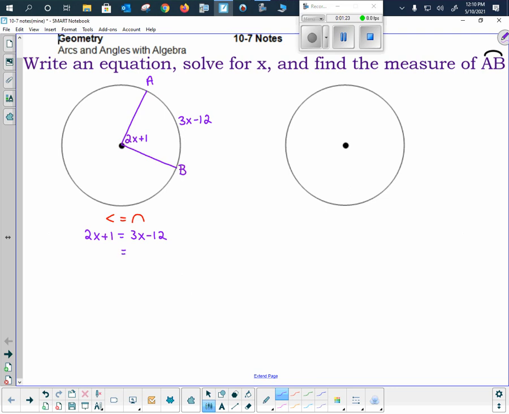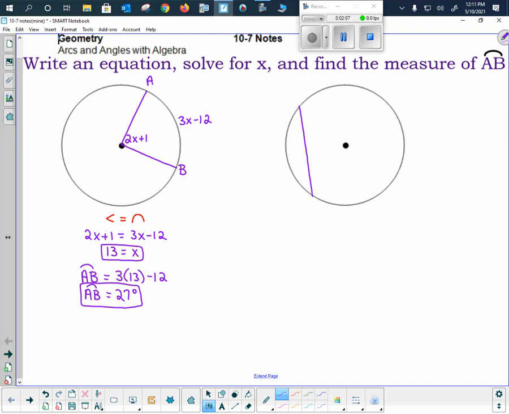If I subtract 2x from both sides, I'd have x. If I add 12 to both sides, I'd have 13. So we showed the equation, we solved for x, I'll go ahead and box that, and then they asked us to find arc AB. So if we want the length of arc AB, we're just going to plug it in. So 3 times 13 minus 12. Arc AB is 3 times 13, order of operations, 39 minus 12, so 27. And remember, arcs are degrees. So 27 degrees.